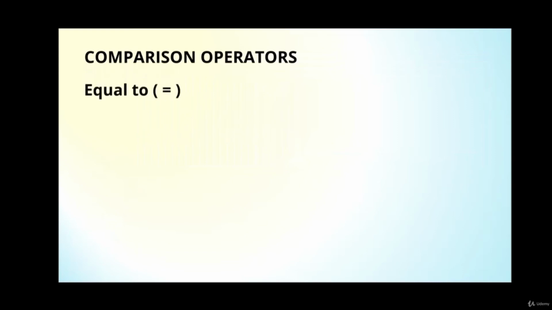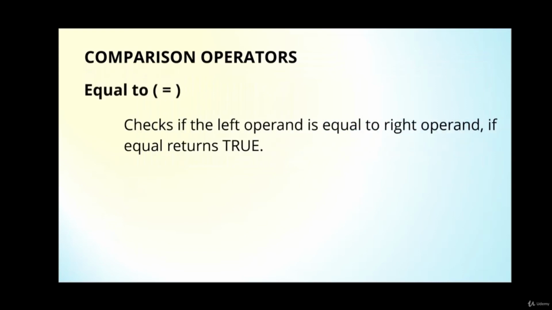First one is the equal to operator. It checks if the left operand is equal to the right operand. If equal, then it returns true.